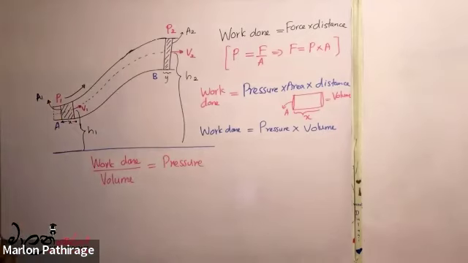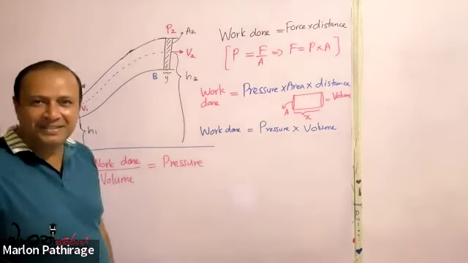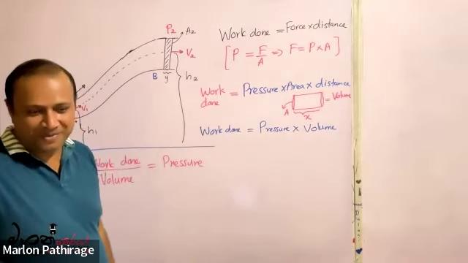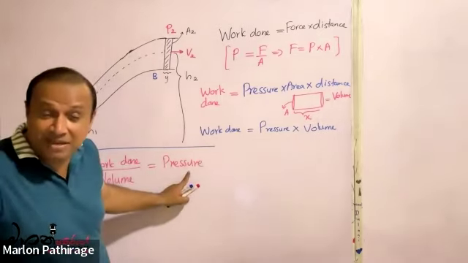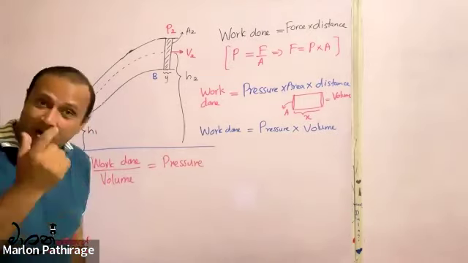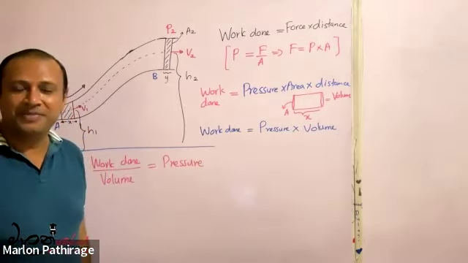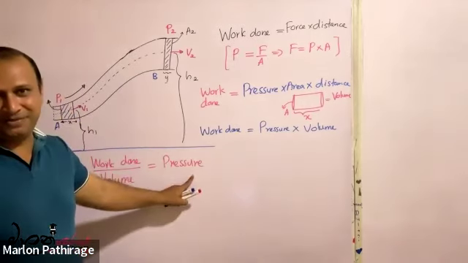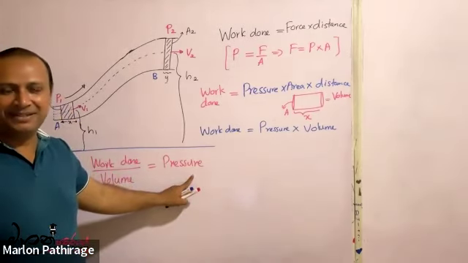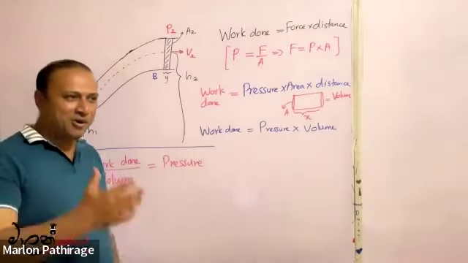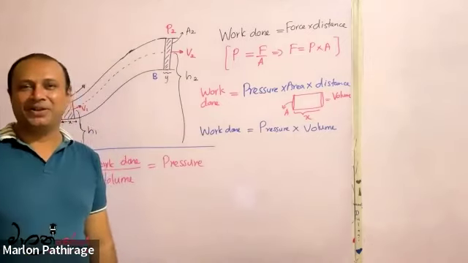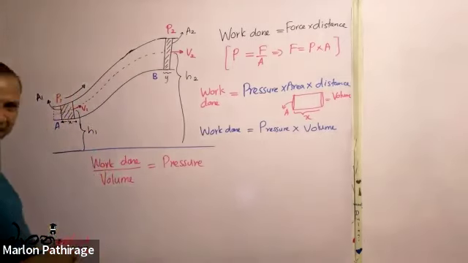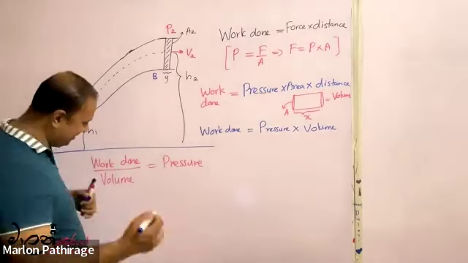Is equal to pressure. Work done per unit volume is equal to pressure. That means work done on unit volume is equal to pressure. And therefore, work done on a unit volume is equal to pressure. Very interesting one.